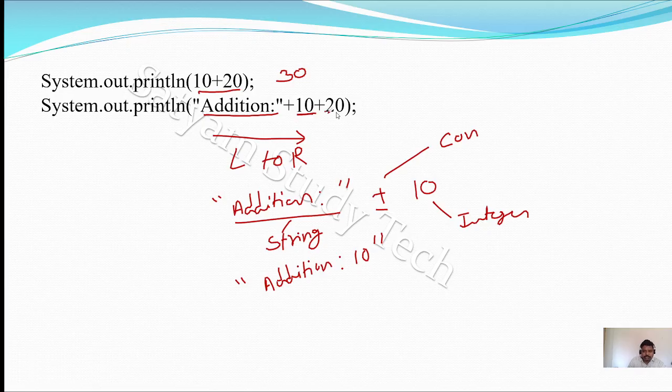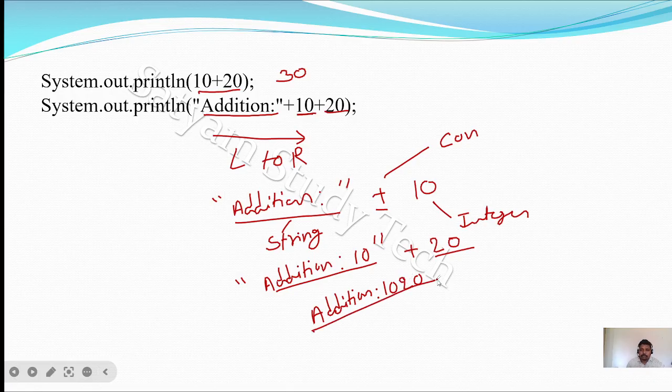Next, plus 20 here. Here also it is the same thing, it is a string, so it is an integer. So the plus operator in between a string and an integer performs concatenation, not addition. That's why the result is addition colon 10 and 20 concatenated. Okay, so this is the output.